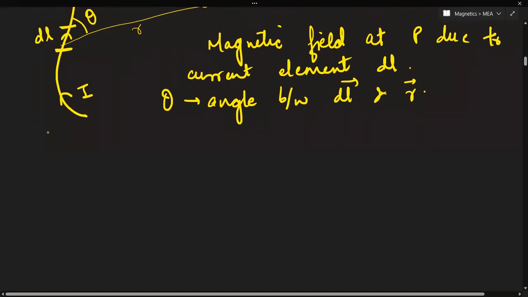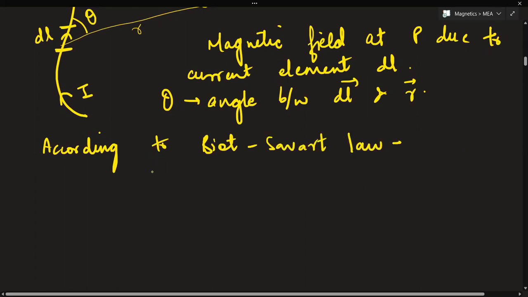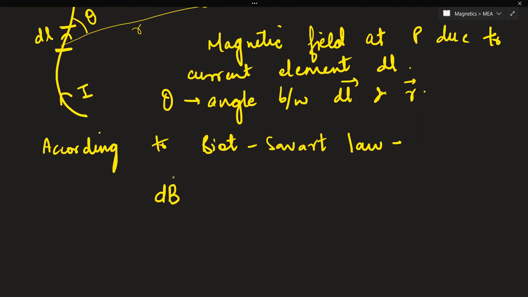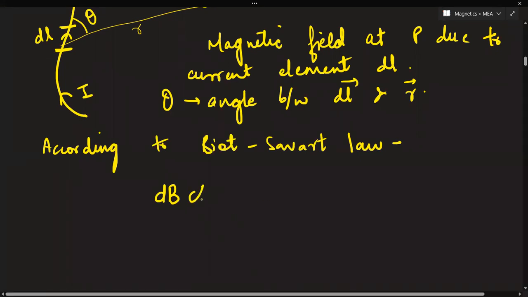Now, according to Biot-Savart's law, since we have taken a small portion of the current element, that's why I'm writing dB. So the magnitude of the field dB is, firstly, directly proportional to the current through the conductor. That is the first point of this law.